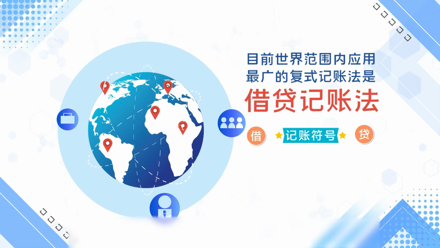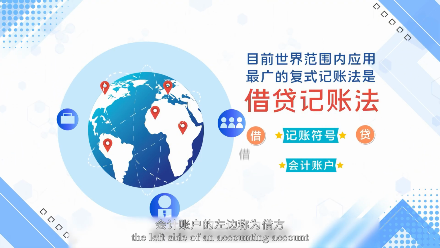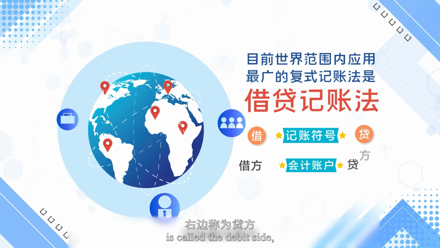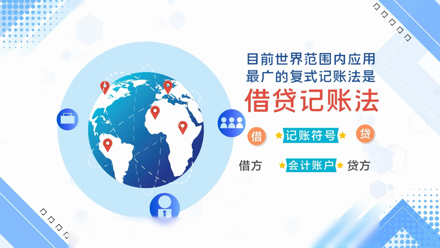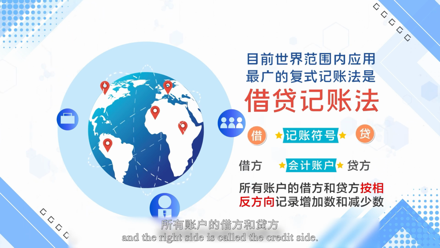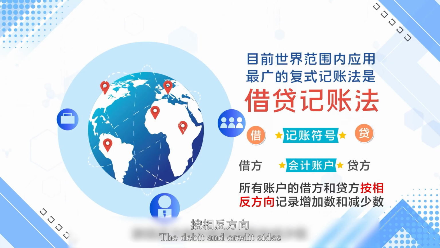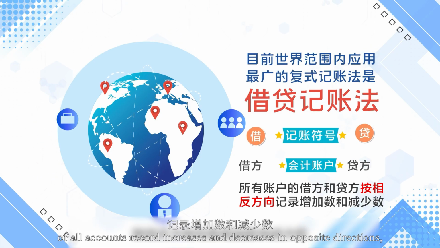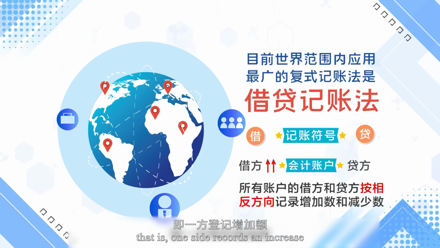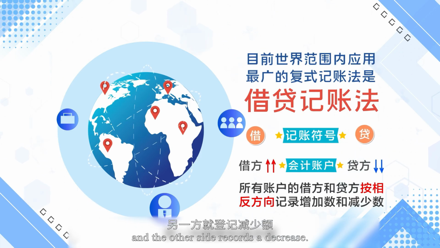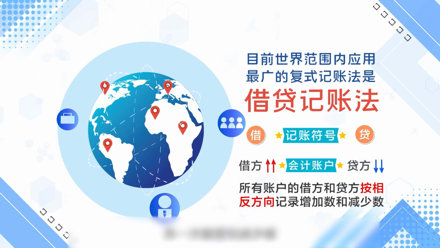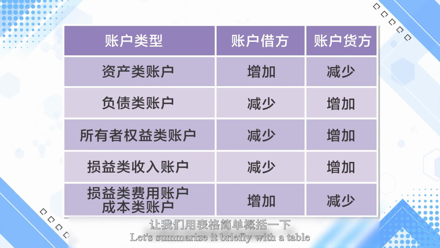That is, the left side of an accounting account is called the debit side, and the right side is called the credit side. The debit and credit sides of all accounts record increases and decreases in opposite directions. That is, one side records an increase, and the other side records a decrease. Let's summarize it briefly with a table.